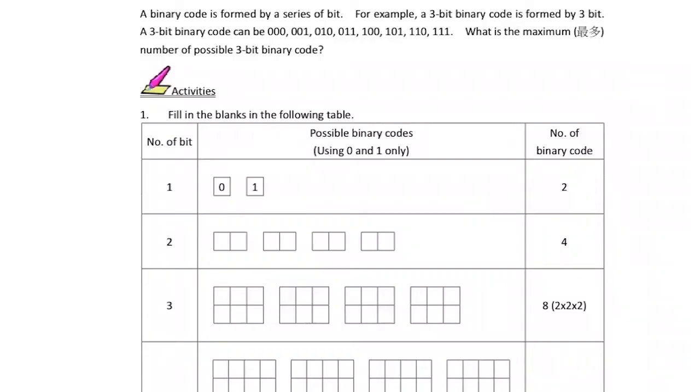Okay, so for page 4 and page 5, all of them is about the binary code. When we want to consider, given a number of bits, what is the number of possible binary codes that can be represented?